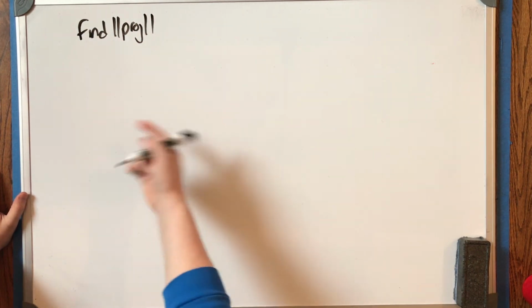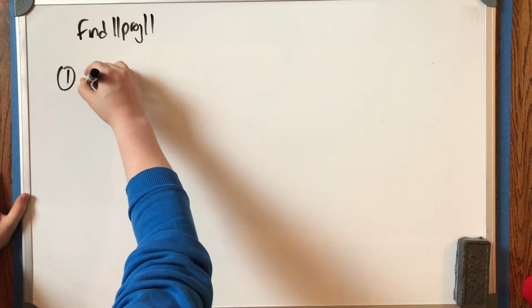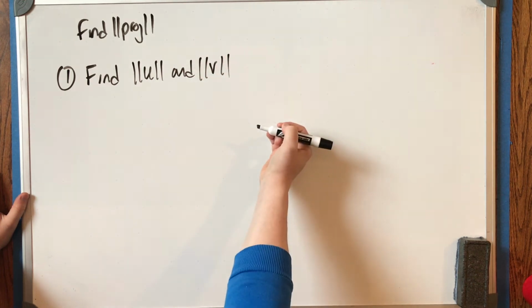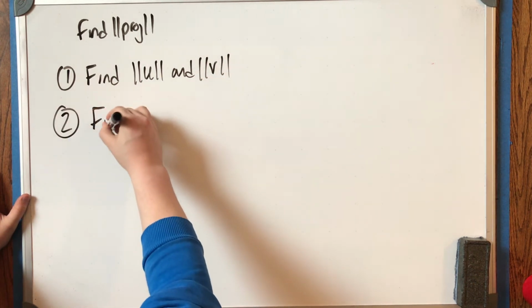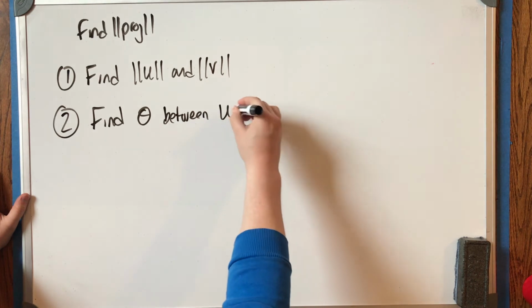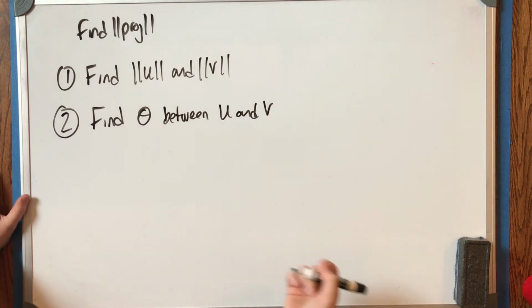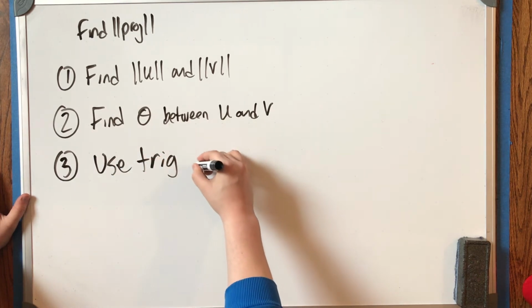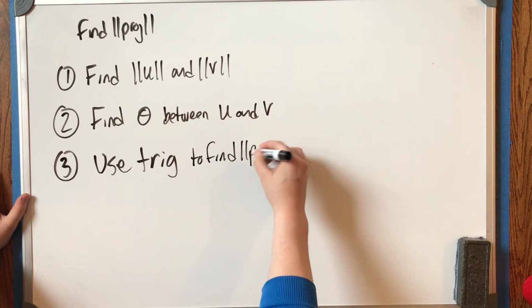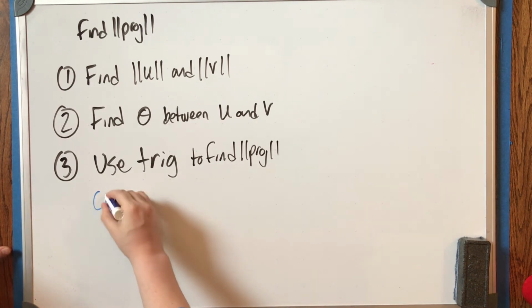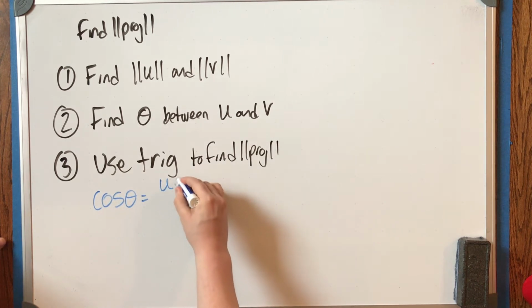In order for us to find the length of the projection, what we did first was find the length of u and the length of v. And what we did next was find the angle in between u and v. And we used trig then to actually find the length. To summarize how that connected to what we just did up above, we had that the cosine equaled the angle in between formula.